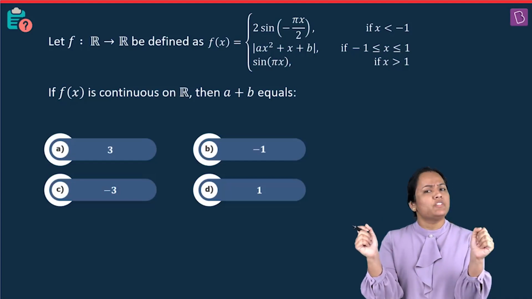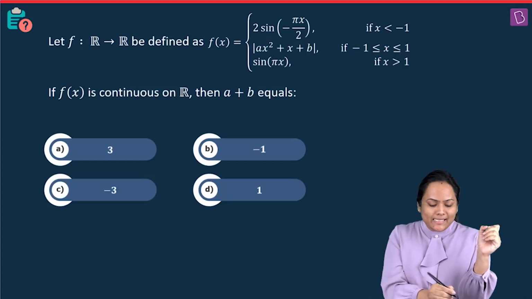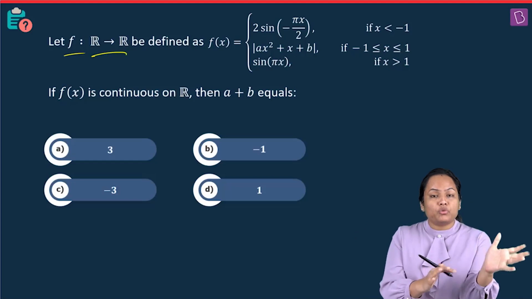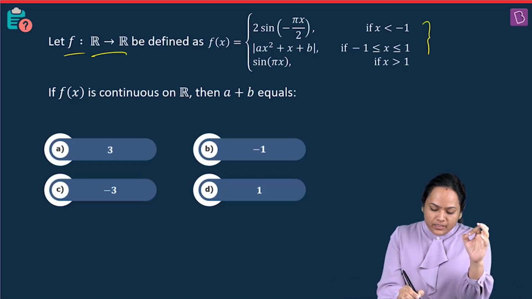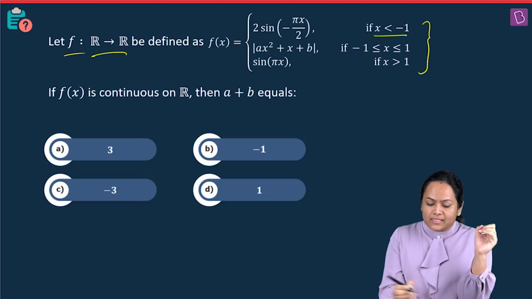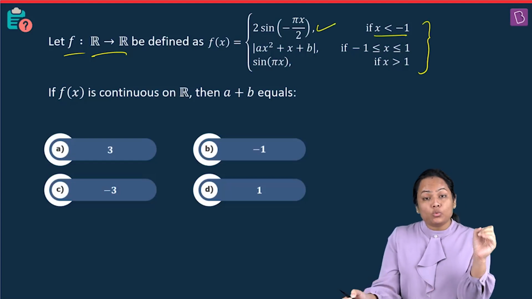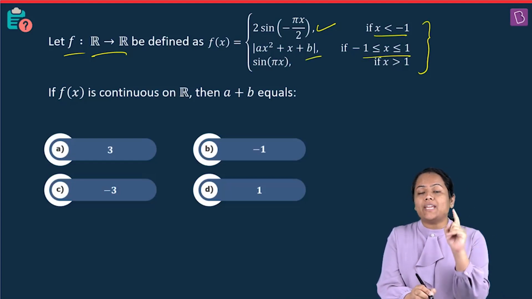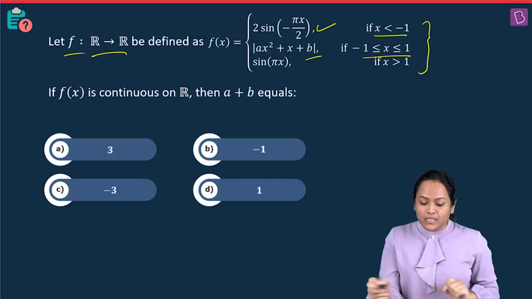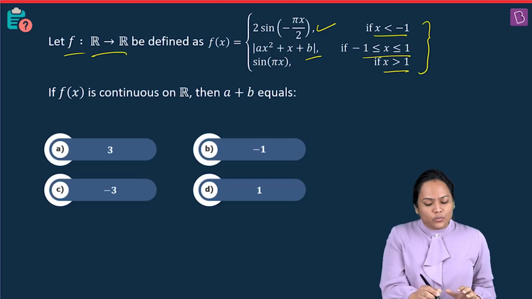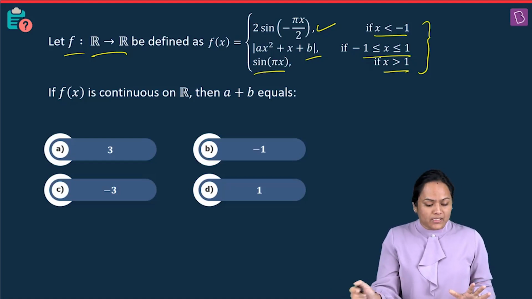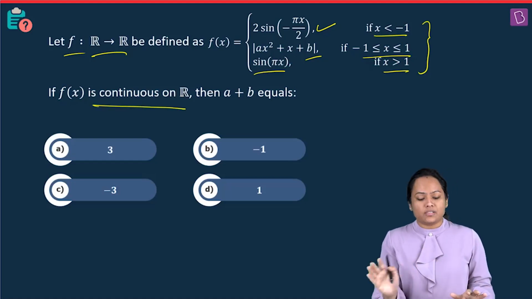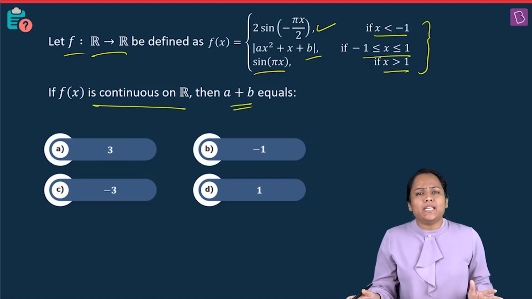Well, the next question is from continuity. The question is saying let f defined from real to real is defined as, there are three definitions for f. If x is less than minus 1, it's defined as 2 sine of minus pi x by 2. If it's lying between minus 1 to 1, it's defined as modulus of ax square plus x plus b. While if x is greater than 1, it's sine of pi x. And it's given that the function is continuous, then the value of a plus b is.